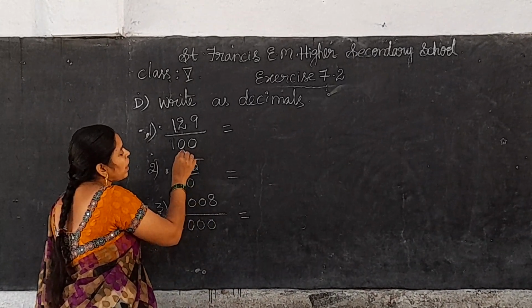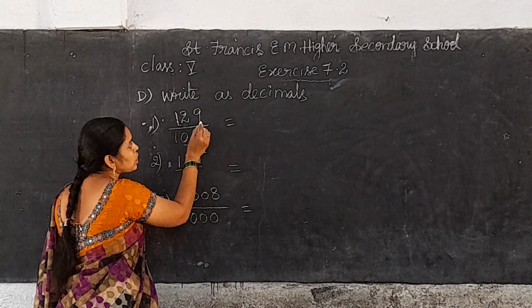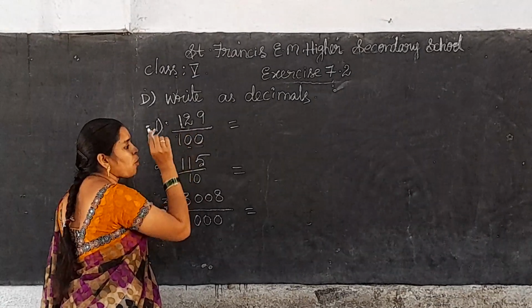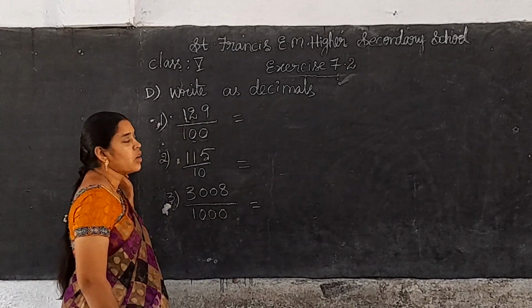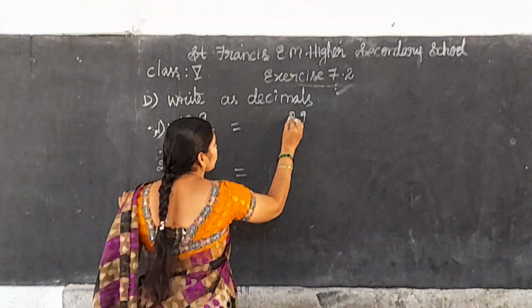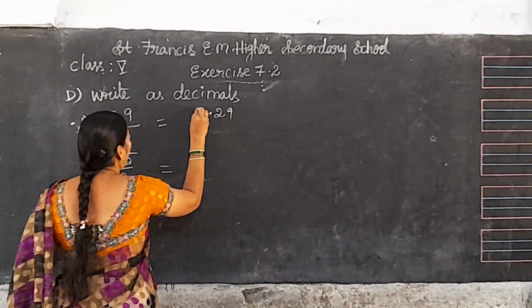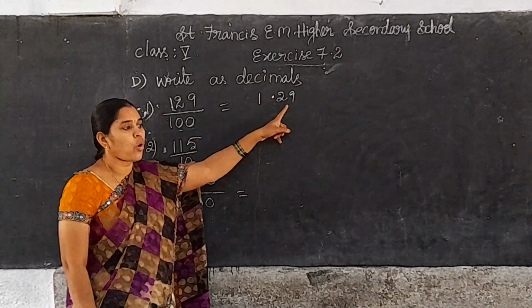See, here how many zeros? 2 zeros in the denominator. So after 2 places from the right you should put a point. After that you write the whole number. I am writing from right to left: 9, 2, point, and 1. So 129 by 100 means 1.29.